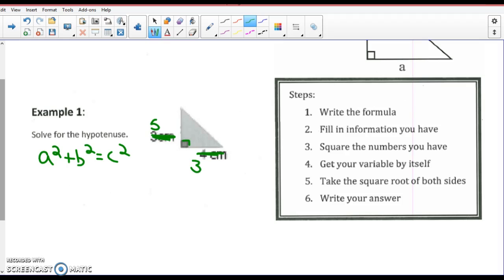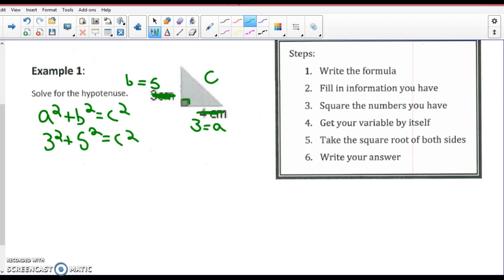Now, take a look at this triangle. What are these two sides called? Legs. So I'm going to call this one A and this one B. It doesn't matter. You can call 5 A and 3 B, or vice versa. They are the legs. What letter goes here? C. It is the hypotenuse. We don't know what C is, so we're looking for C. So let's go back to our formula. So 3 squared plus 5 squared equals C squared.